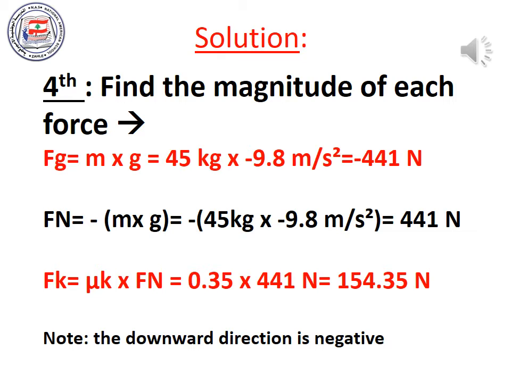The kinetic friction force is equal to the coefficient of kinetic friction times the normal force, equal to 0.35 times 441, so it is equal to 154.35 newtons. So this is the amount of force that opposes the motion of the object.